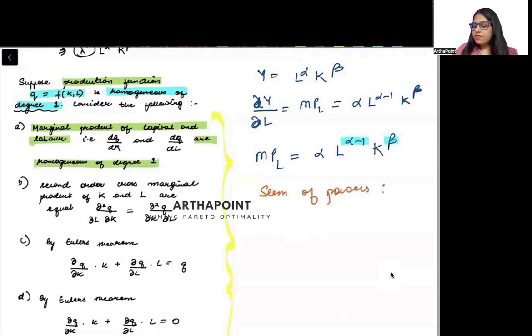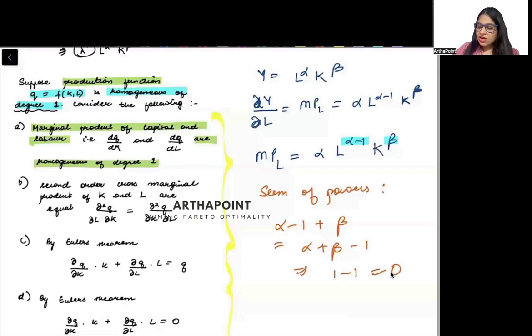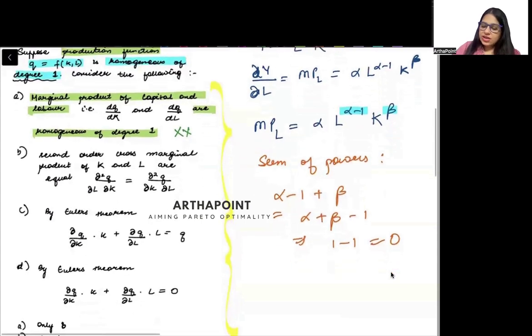Now if I add the powers together, what would be the sum of powers? The sum of power will be alpha minus 1 plus beta. It means alpha plus beta minus 1. It means 1 minus 1. It means 0. So what is the degree of homogeneity? 0. So this is incorrect.